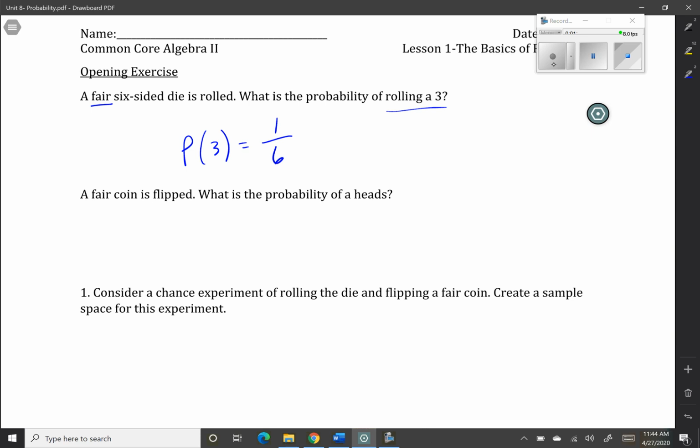Now, if you did it that way, great. If you didn't use the right notation because you don't remember from middle school, that's fine too. We're learning as we go along here.